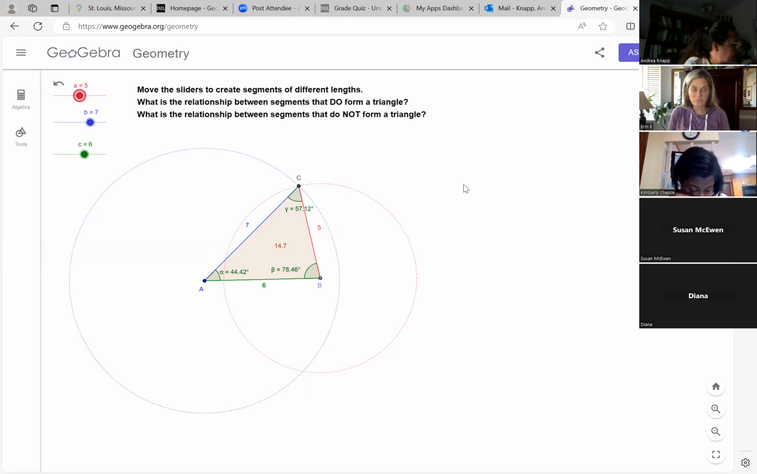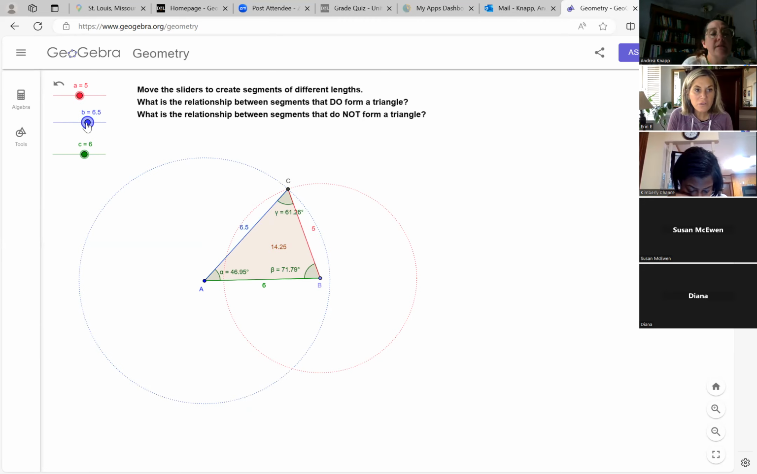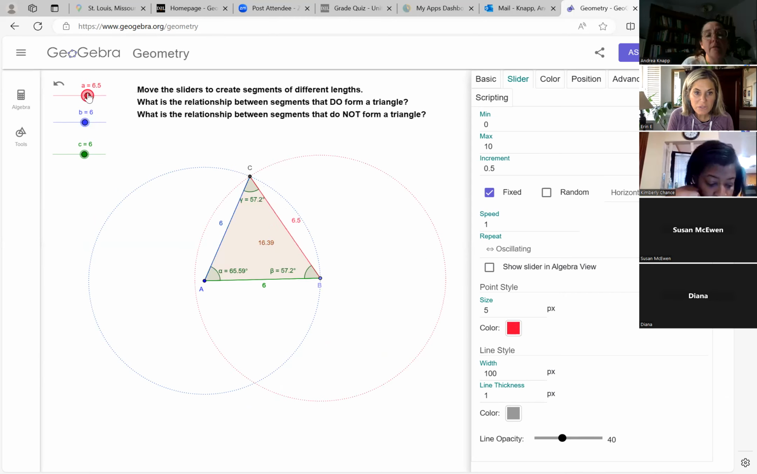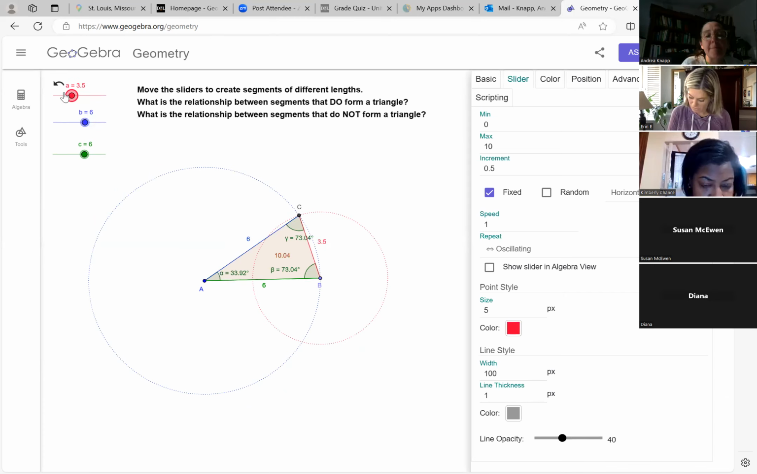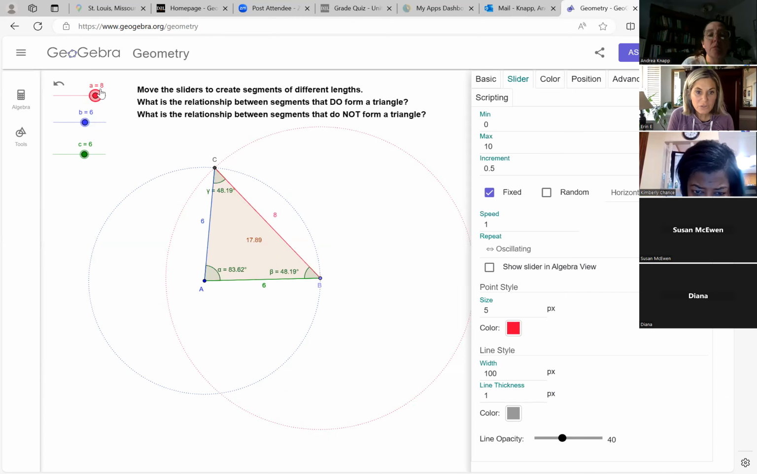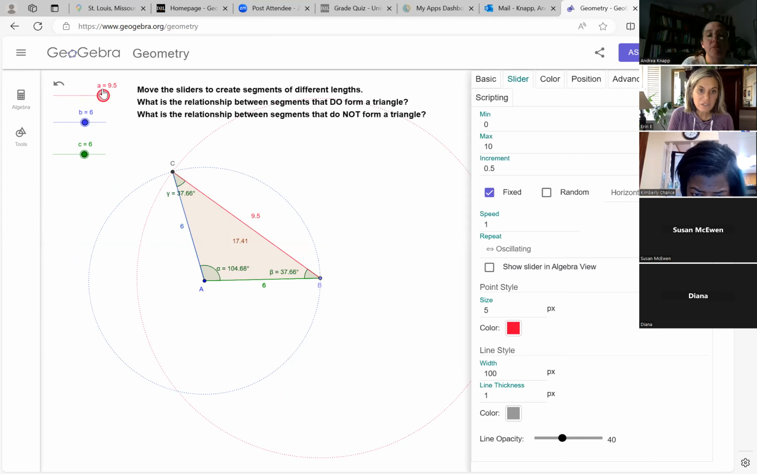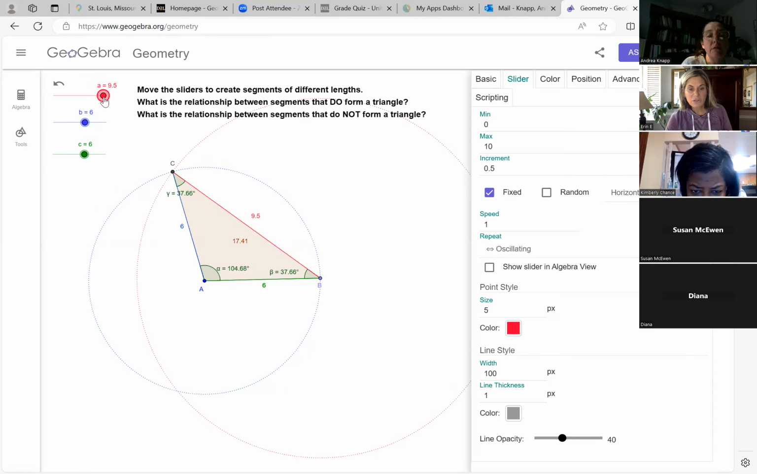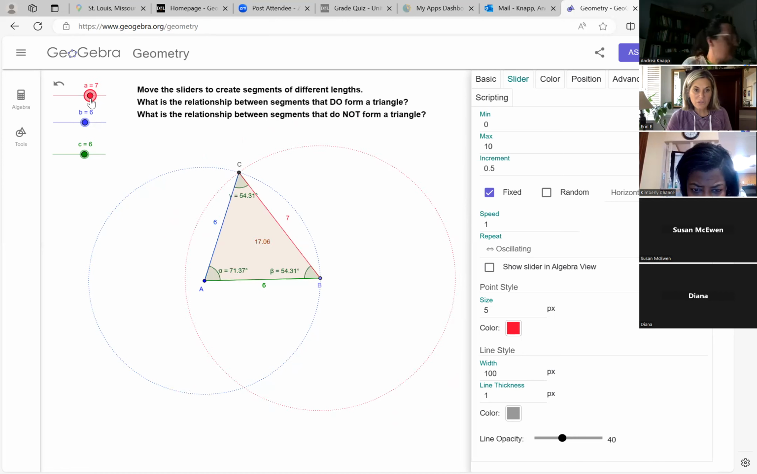All right, H. Can we make a triangle with sides 6, 6, and a non-included angle of measure 40? So let's move B back to 6. Now can we slide A so that either gamma or beta could be 4? Yes. Like it'll be obtuse, but it's possible.